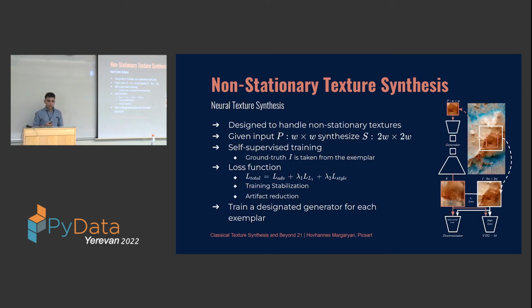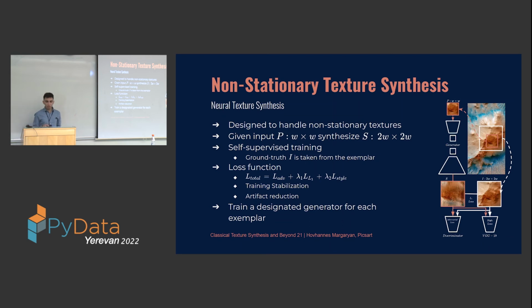The final texture synthesis algorithm that we will cover today is non-stationary texture synthesis by Zhou et al. This particular algorithm is designed to handle non-stationary textures, which contain large-scale inhomogeneous structures with spatial variation in different attributes such as color, local scale, or orientation. In this approach, we are going to use generative adversarial networks to learn to generate output patches that are 2 times larger than the given input patch.